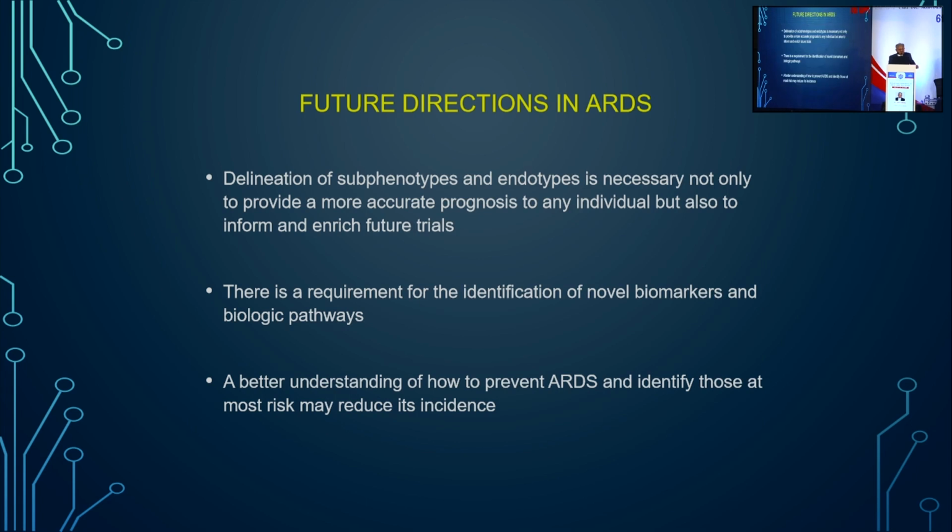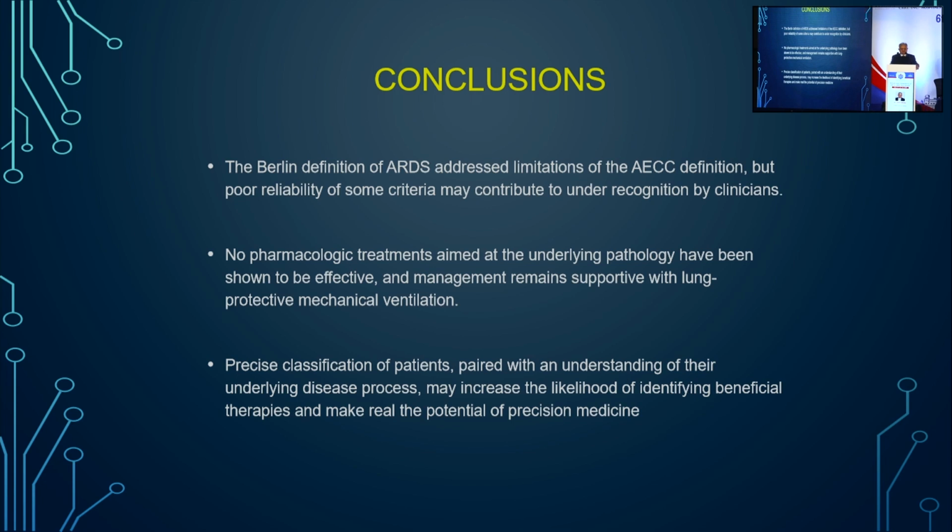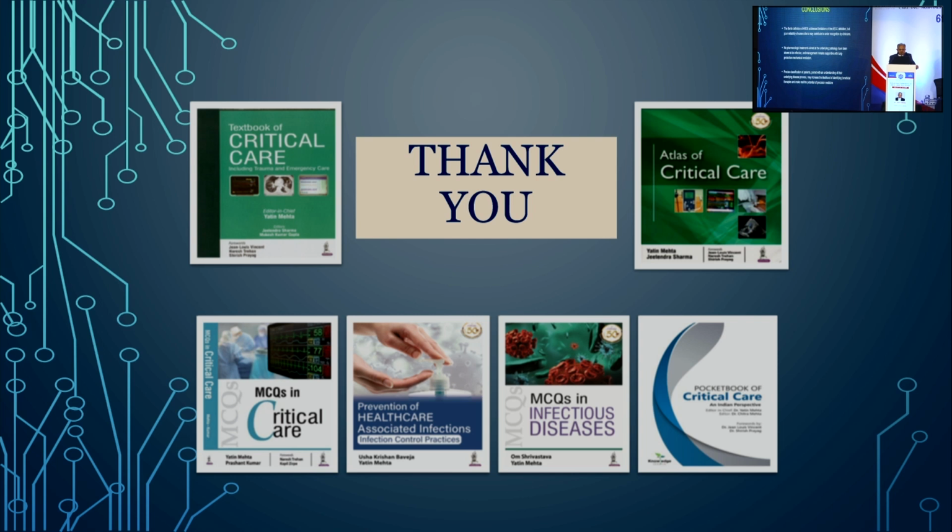So where are we heading from here? Well, there's delineation of subphenotypes in ARDS. There is a requirement for identification of novel biomarkers. For kidney, a lot of things are coming up, but for ARDS, not so much. And a better understanding based on radiological findings. So the Berlin definition is being accepted now, although there are certain shortcomings. There is no specific pharmacological treatment for it. Precise classification of patients based on their own anatomy and pathology would try to mitigate the damage.